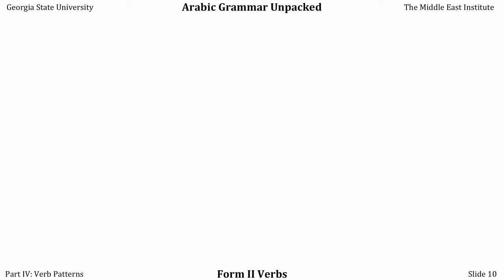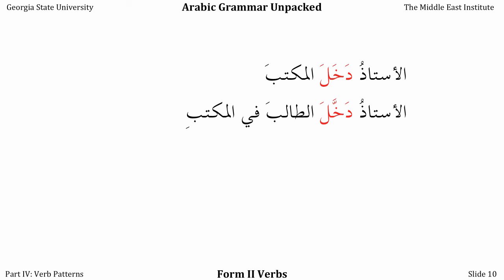The first, and by far the most common of them, is making someone else do the action of that word. So I can start with a simple sentence with a Form 1 verb. Al-ustadhu dakhala al-maktab. The professor entered the office. Now I can take the verb dakhala, to enter, a regular Form 1 verb. I can double its middle consonant and change its meaning. And now we have the sentence, Al-ustadhu dakhala at-talaba fil maktab. The professor let the student into the office, made them enter the office.